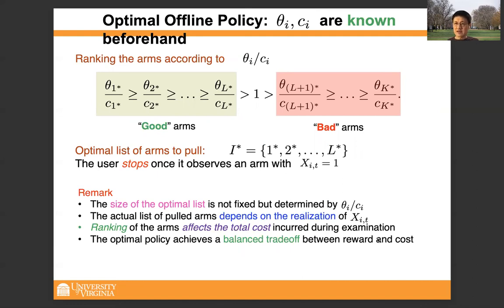And we have established this simple decision rule, which is to use theta I divided by Ci as the index, and then you compare the index of all of these K arms or items, and then you rank them. You only pick the ones that have this ratio above 1. That turned out to be the optimal solution.